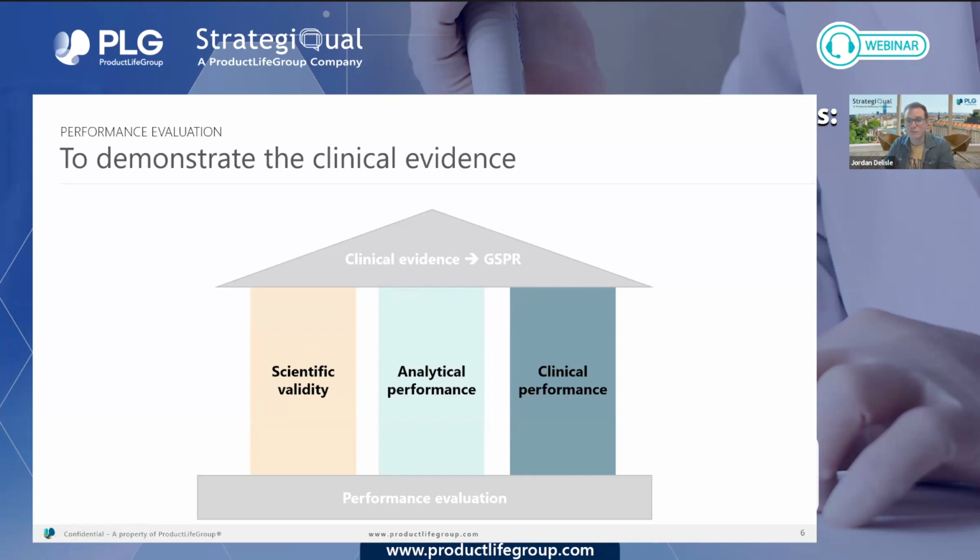So in short, to demonstrate that a product is safe and produces the expected clinical benefits, the manufacturer must provide clinical evidence. This clinical evidence is based on the three pillars of performance evaluation: scientific validity, analytical performance, and clinical performance. And to understand the importance of these three pillars of performance evaluation, we need to go back to the definition of an in vitro diagnostic medical device.